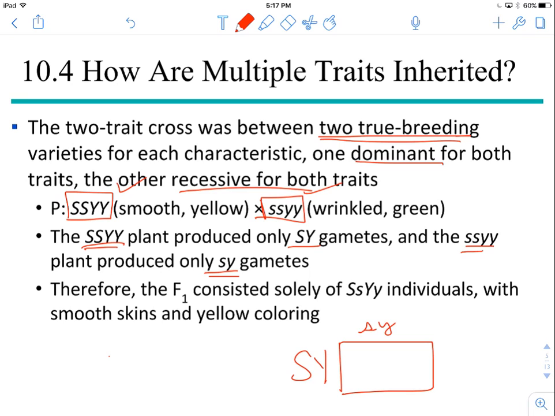When you make your zygotes and reunite the gametes, all the offspring from this cross are going to be heterozygous for both genes. So the F1 generation is heterozygous for both genes.